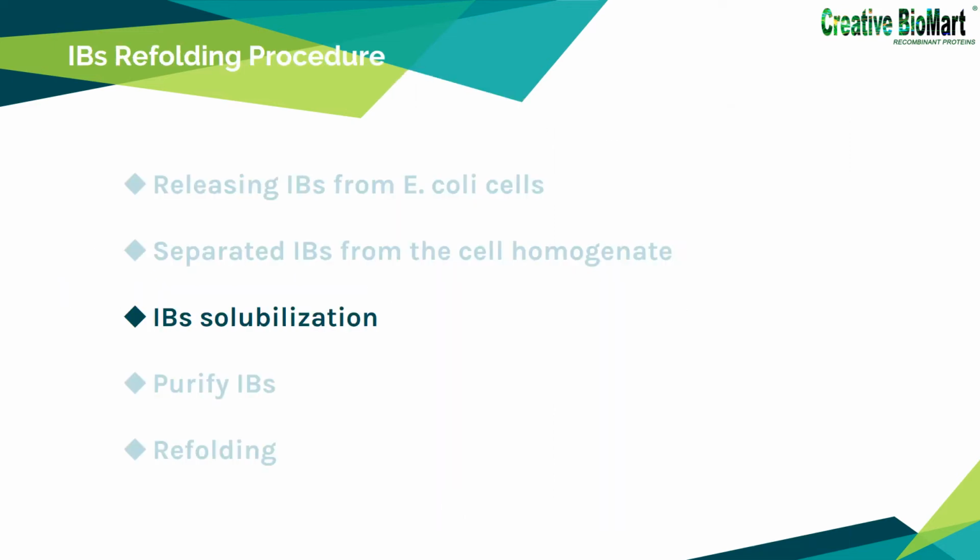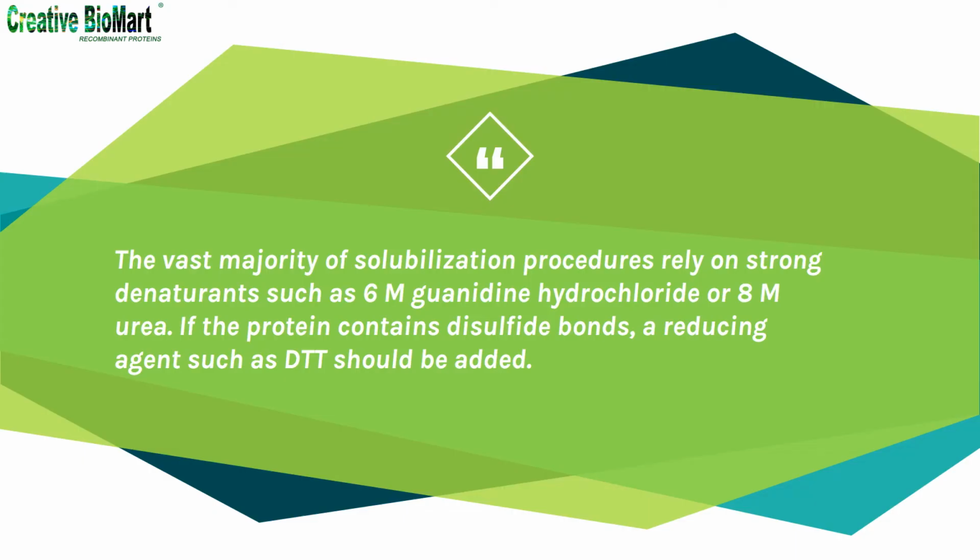The third step is IB solubilization. The vast majority of solubilization procedures rely on strong denaturants such as 6 molar guanidine hydrochloride, or 8 molar urea. If the protein contains disulfide bonds, a reducing agent, such as DTT, should be added. The IBs are collected by centrifugation, and then dissolved in solubilization buffer, which is ready for further refolding operation.